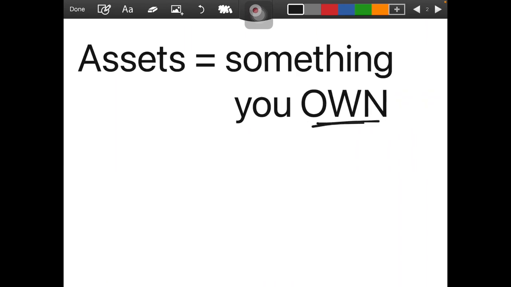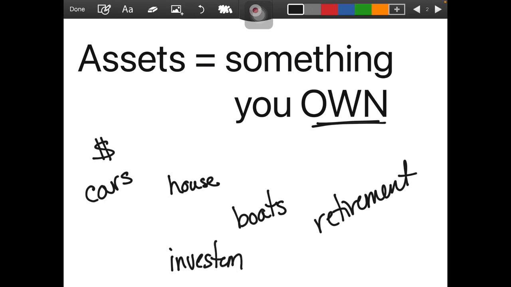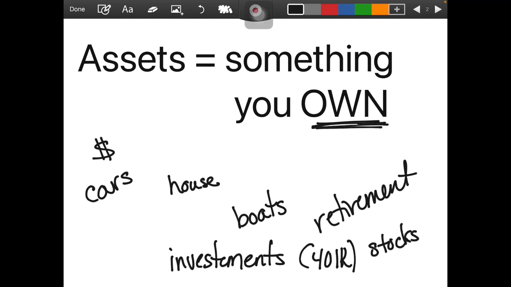Assets is something you own. For example, we're talking about cash, cars if you do not have a loan out against it, your house, boats, retirement, investments. I think I spelled that wrong. So we're talking about 401ks and stocks, that kind of stuff. Okay?